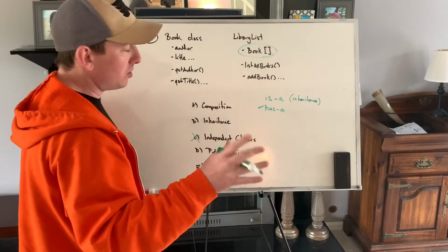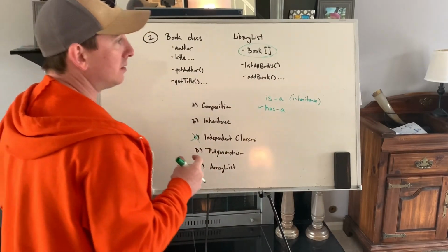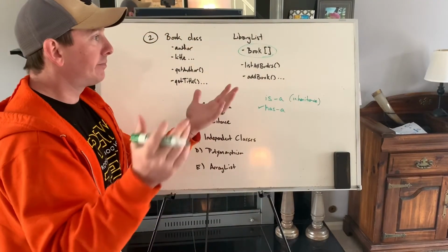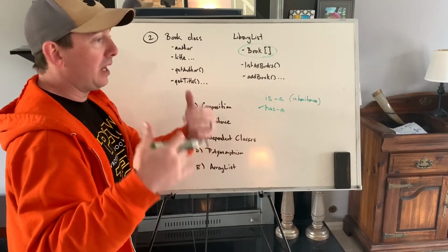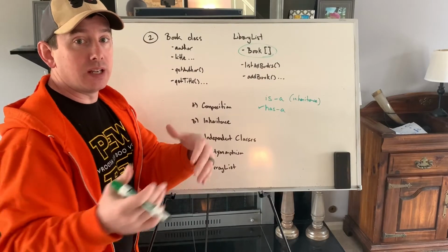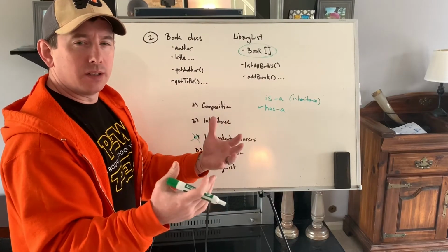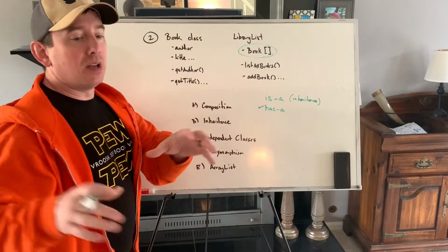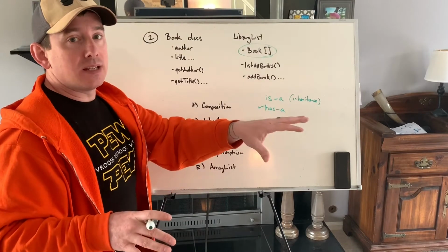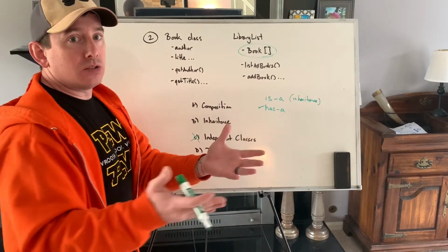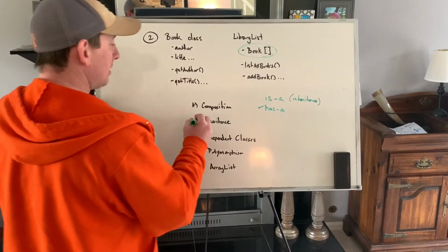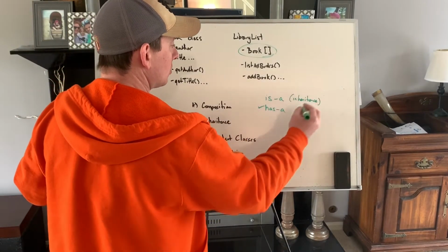Or an is a relationship, excuse me. Something like car and SUV, where SUV inherits everything from car. Does that make sense? If SUV extends car, then an SUV is a car. So it inherits everything. Inheritance is an is a relationship.